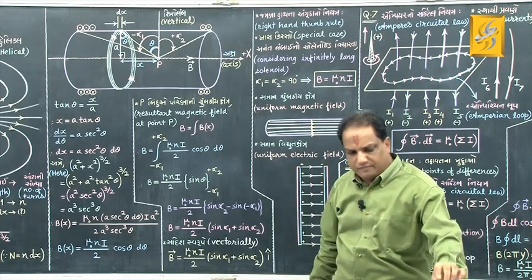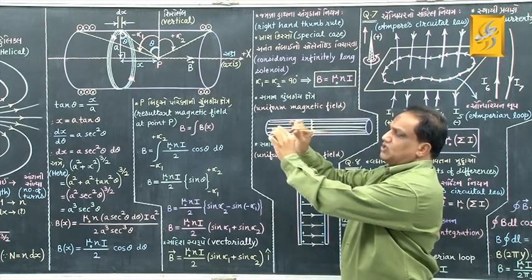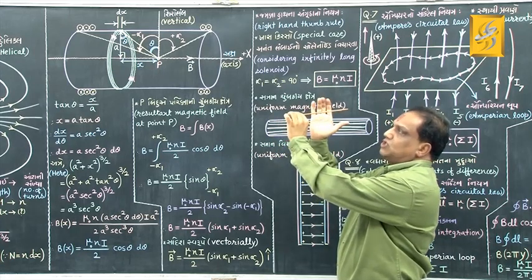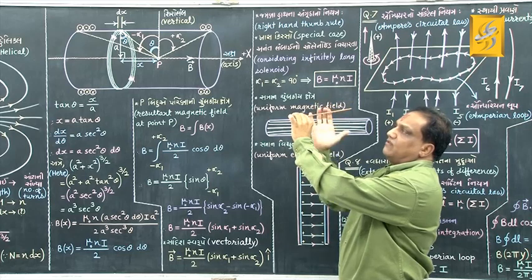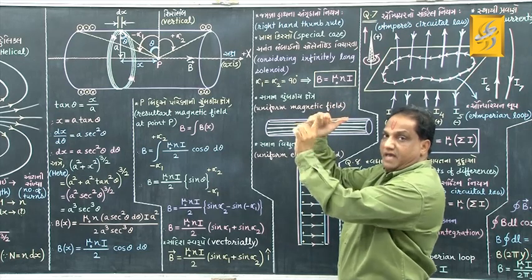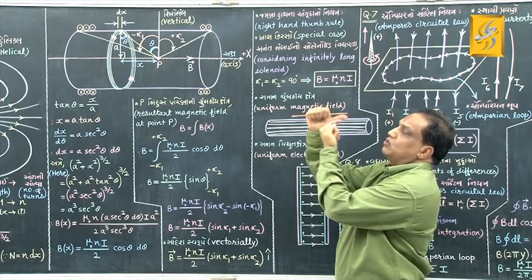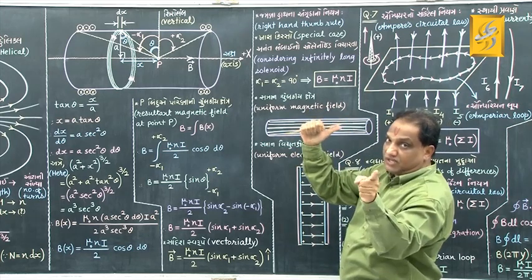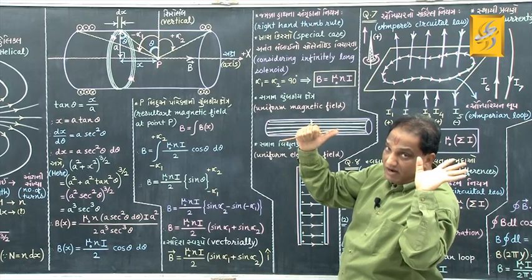Very simple. Hold the axis of the current carrying solenoid in the right hand palm such that the fingers take the turn in the direction of current. Correct? Then whatever is the direction shown by the thumb, which is parallel to the axis, in the same direction we are going to have the magnetic field.